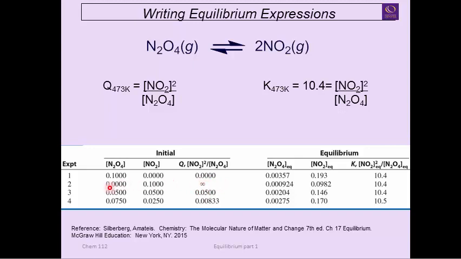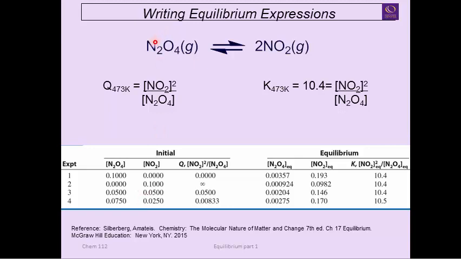But you do know, as you let the reaction just settle in, it's basically going to run in reverse until it settles in. And sure enough, that 0.1 starts to lower and the N2O4 builds up until finally you get 10.4. Okay, here's the third expression.